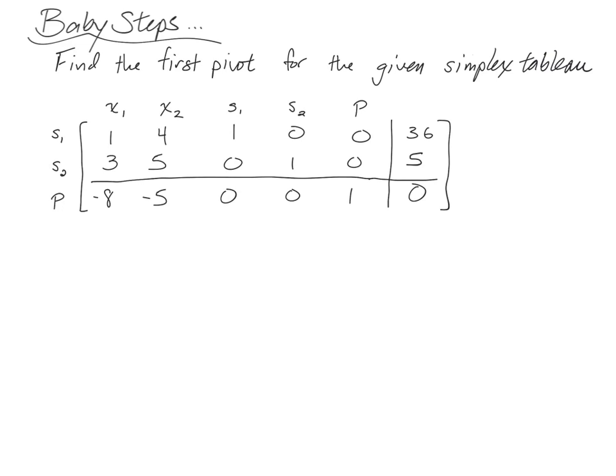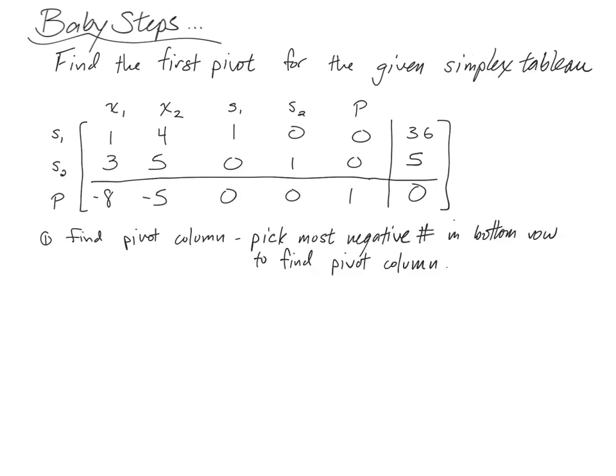So the first thing you want to do when you're finding your pivot is you have to find the pivot column. And that's super simple. To find the pivot column, you look in the bottom row and you pick the most negative number. And for this particular example, it is negative 8. Pretty simple. That's the most negative number in the bottom row, which means that this first column is the pivot column.